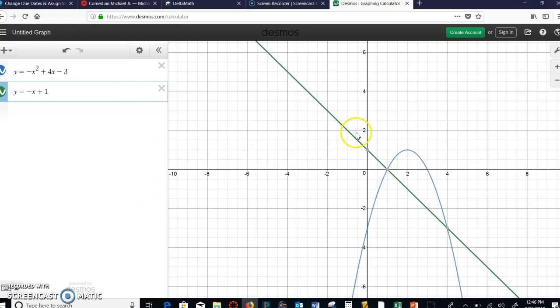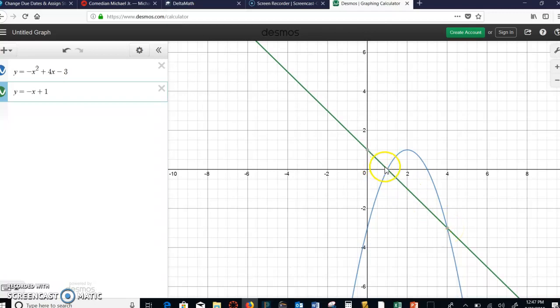If you put your cursor on the graph and hover it right over where the intersection points are, we can see that one intersection point is the point (1, 0), and the other intersection point is the point (4, -3). All of the points on the blue graph, the parabola, satisfy the first equation, and all the points on the green graph satisfy the linear equation, but there's only two points that satisfy both, and that's the point (1, 0) and the point (4, -3).